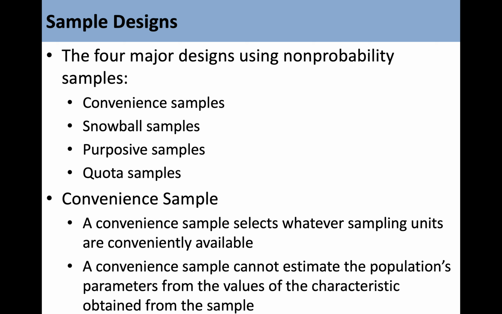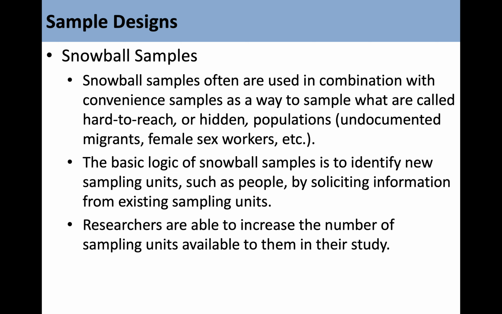Convenience sample. A convenience sample selects whatever sampling units are conveniently available. A convenience sample cannot estimate the population's parameters from the values of the characteristic obtained from the sample.